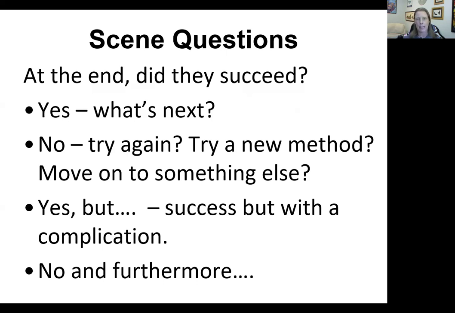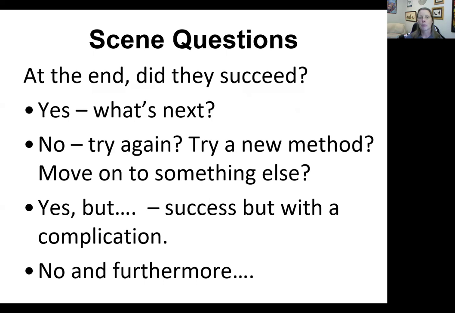More often, you might have a scene end in no, they have failed. So then the question is, what do they do next? Do they try again in the same way? Do they try a new method to achieve this goal, or do they move on to something else entirely?